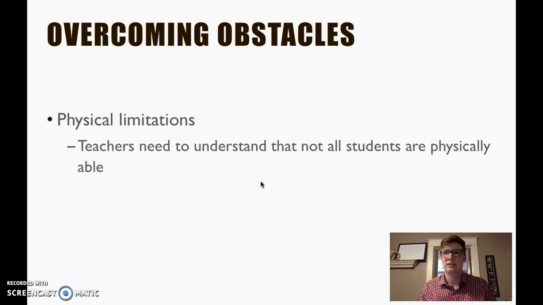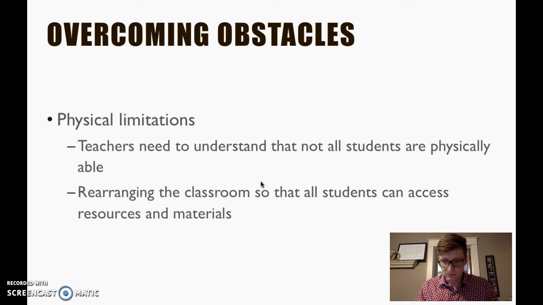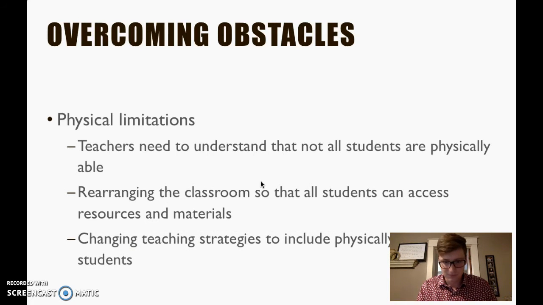No, that's not right. So the first thing we need to do as teachers is understand that not all students are physically able. And we need to then rearrange our classroom so that all students can access resources and materials. If a student has a particularly hard time accessing these resources that we have provided them, then they're not going to access them. They're going to go, it's too much work, it's too hard for me. And again, it'll just lead into this despair type feeling, and we don't want that at all for our students.